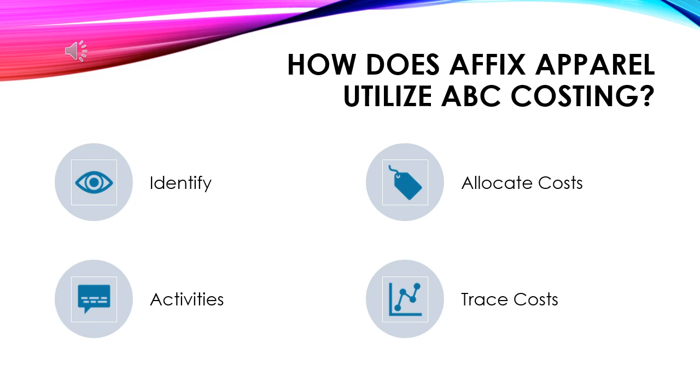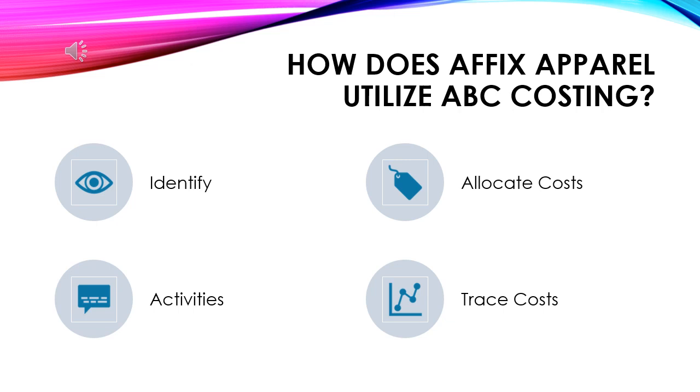The ABC system classifies 5 broad levels of activity as batch level activity, unit level activity, customer level activity, organization sustaining activity, and product level activity. Affix Apparel can utilize several of these activities, such as batch level activity. Every job they complete has a minimum unit to be ordered. Therefore, every job is done in a batch.